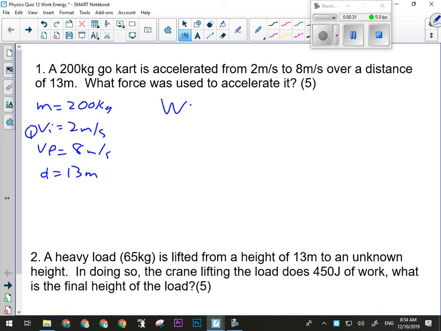Next thing we're always supposed to do is identify what kind of energy is being changed. In this question, what kind of energy is being changed? Kinetic energy. It's speeding up. All right, so now we've got that. They can have a mark for that.